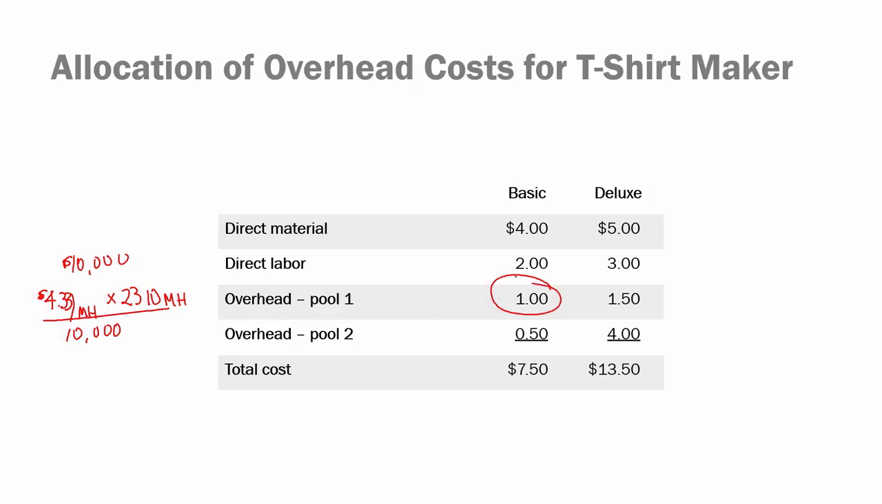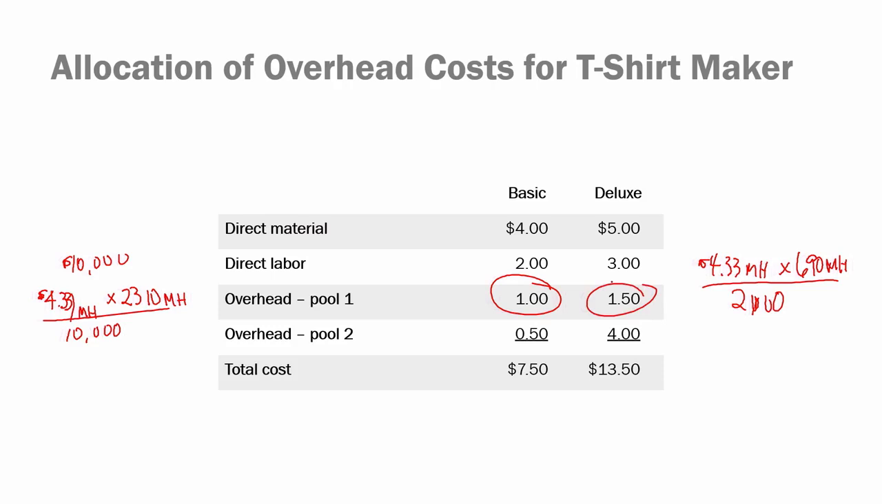And since deluxe t-shirts require 690 machine hours, they're going to be allocated $4.33 per machine hour times 690 machine hours. And there's 2,000 of those, so that's our $1.50 per shirt.